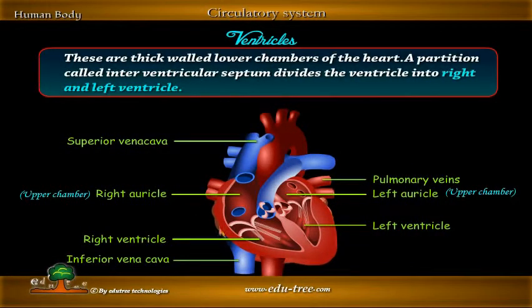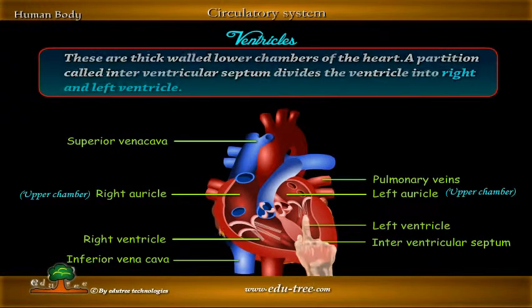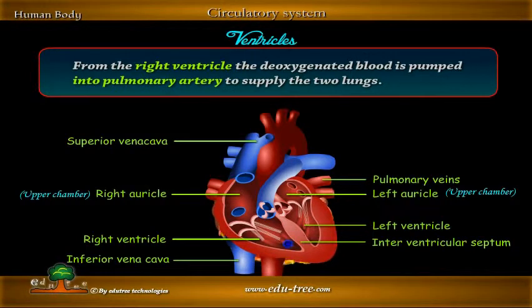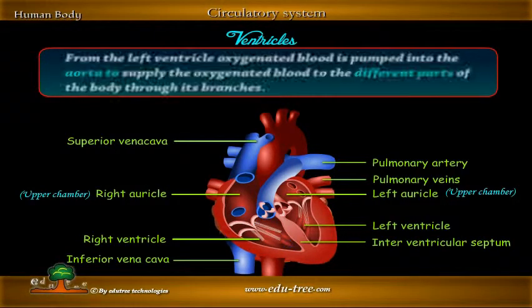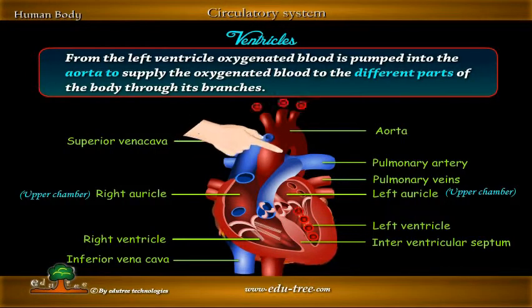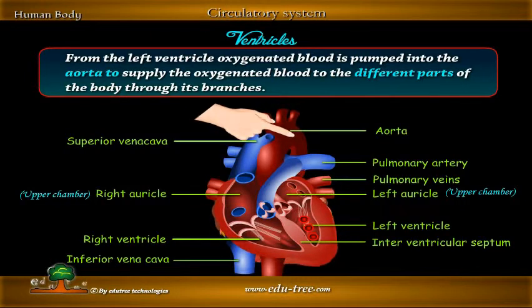Ventricles. These are thick-walled lower chambers of the heart. A partition called the interventricular septum divides the ventricles into right and left ventricle. The ventricles pump the blood out from the heart. From the right ventricle, the deoxygenated blood is pumped into the pulmonary artery to supply the two lungs. From the left ventricle, oxygenated blood is pumped into the aorta to supply the different parts of the body through its branches.